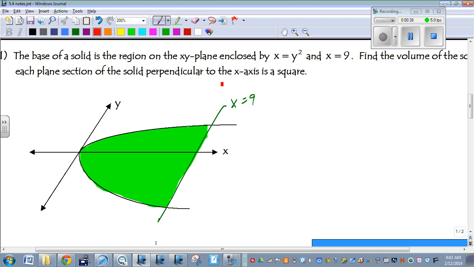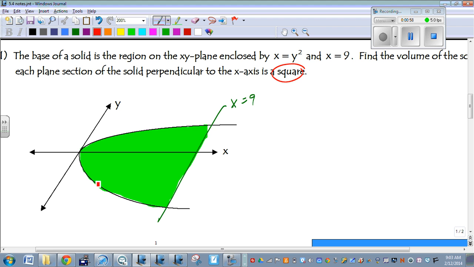The cross sections are perpendicular to the x-axis, so they're going to be going this way, like the base of them are going to be going that way. And our cross sections are going to be squares this time. So again, it's like slices of bread that make up the whole loaf. We're just looking at one slice.